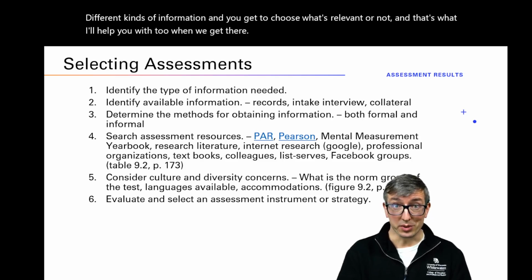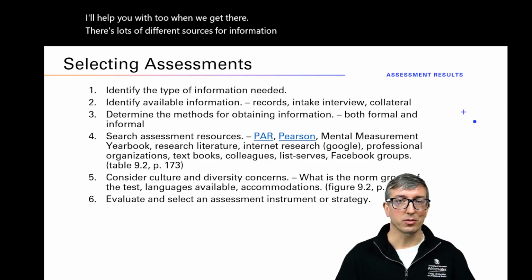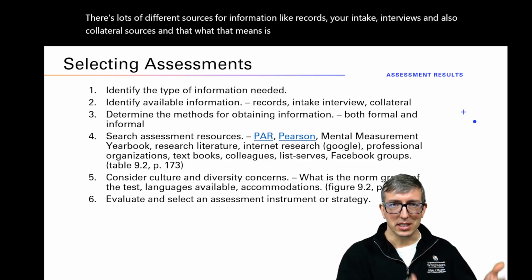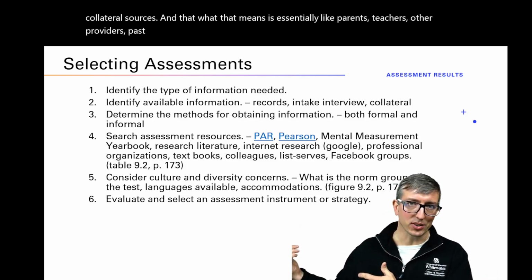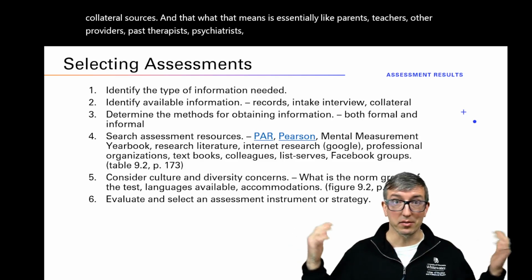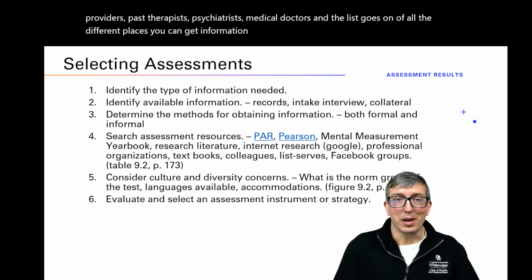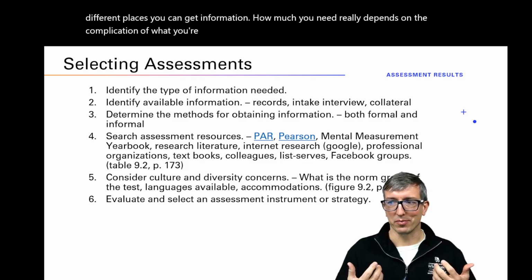There's lots of different sources for information like records, your intake interviews, and also collateral sources. And what that means is essentially like parents, teachers, other providers, past therapists, psychiatrists, medical doctors, and the list goes on of all the different places you can get information. How much you need really depends on the complication of what you're working with or the circumstances.